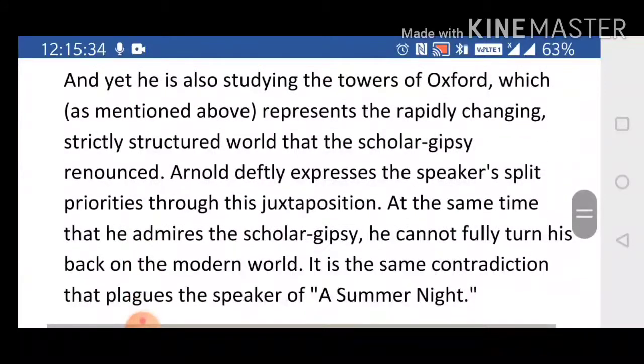And yet, he is also studying the towers of Oxford, which, as mentioned above, represents the rapidly changing, strictly structured world that the scholar gypsy renounced. Renounced means gave up or rejected. Arnold deftly, skillfully, expertly expresses the speaker's split priorities through this juxtaposition. Juxtaposition means when two opposing ideas are brought together. At the same time that he admires the scholar gypsy, he cannot fully turn his back on the modern world. This is the juxtaposition. It is the same contradiction that plagues the speaker of A Summer Night.